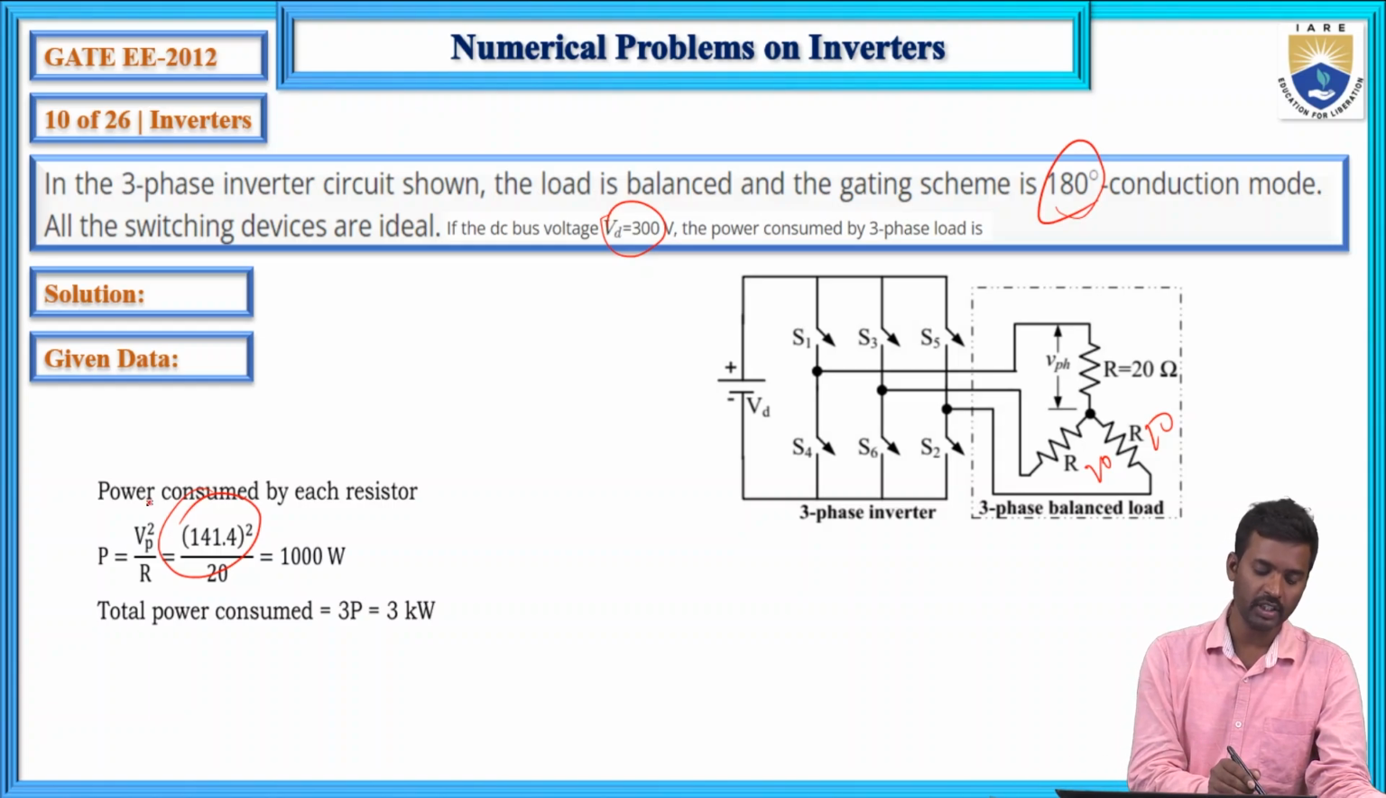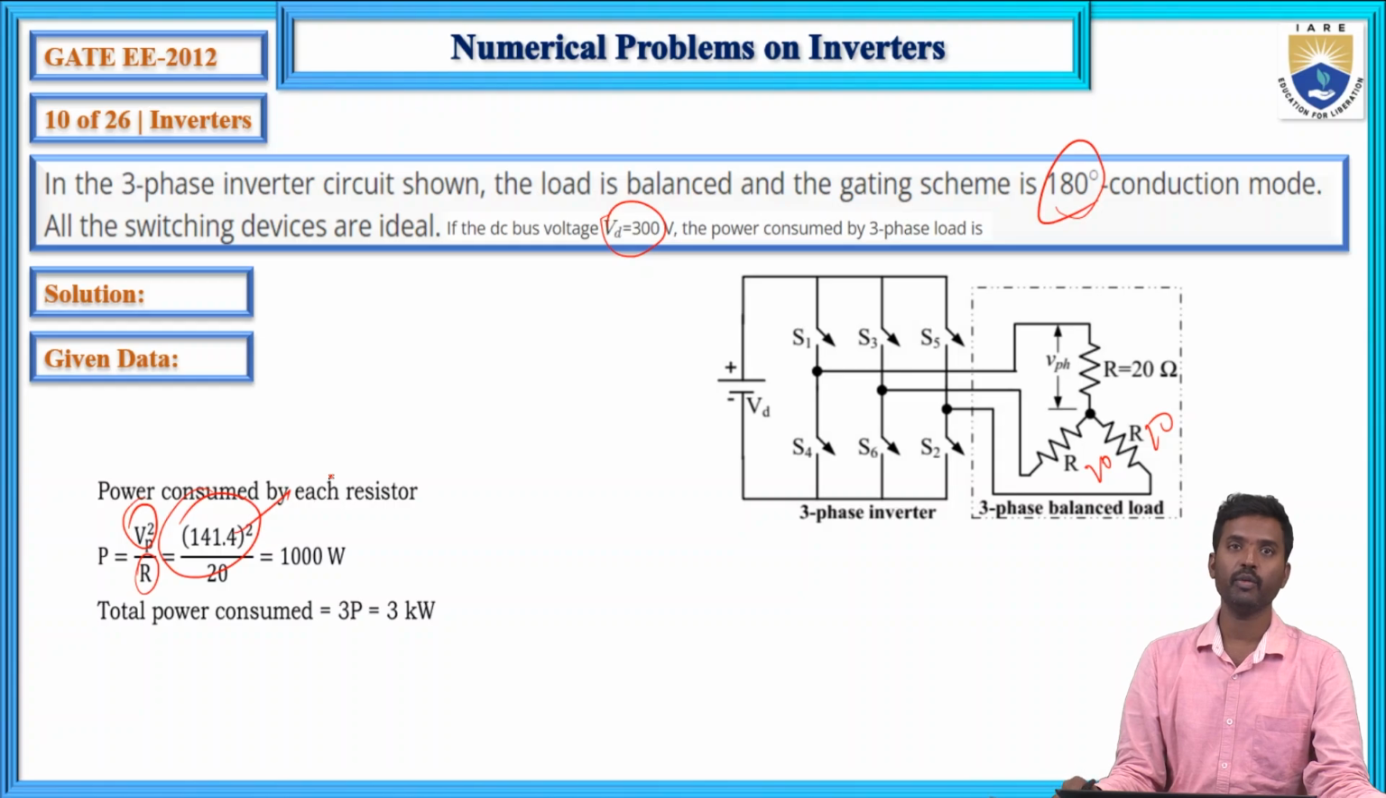141.4 whole square, that is phase voltage square by R, so 141.4 whole square by 20, that is 1000 watts.